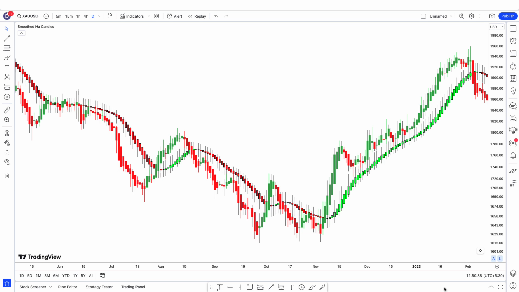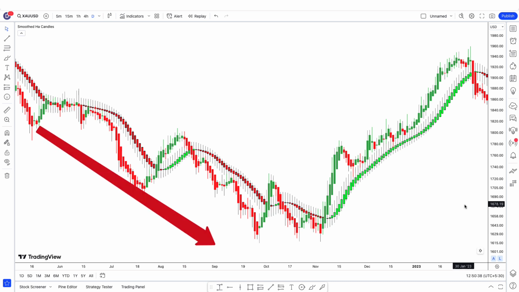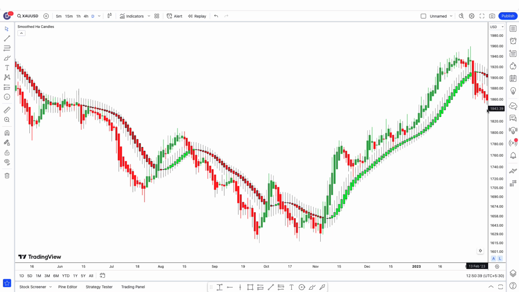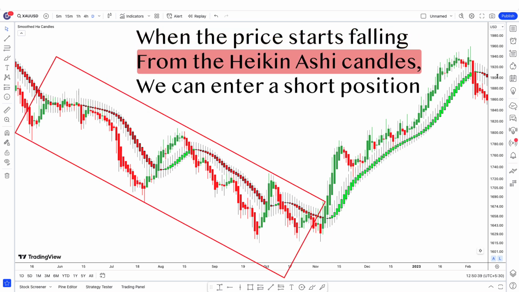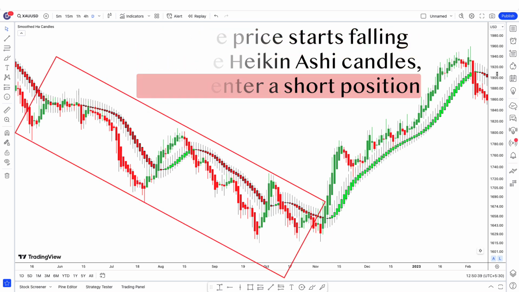our price chart. Until now, we know that when the Heikin-Ashi candles are red and the price is fluctuating below the Heikin-Ashi candles, we are in a downtrend. In this situation, when the price touches the Heikin-Ashi candles or even goes above them, it shows that possibly a pullback is forming on the price chart. When the price starts falling from the Heikin-Ashi candles, we can enter a short position.